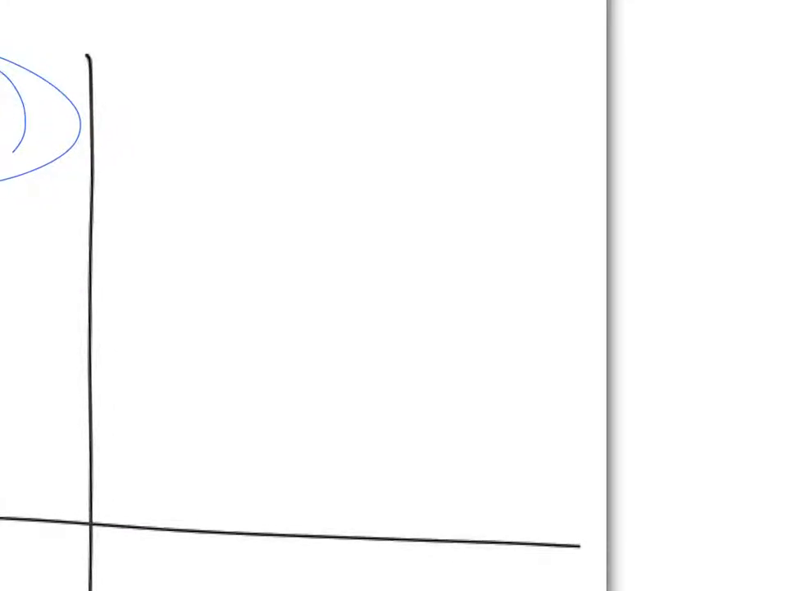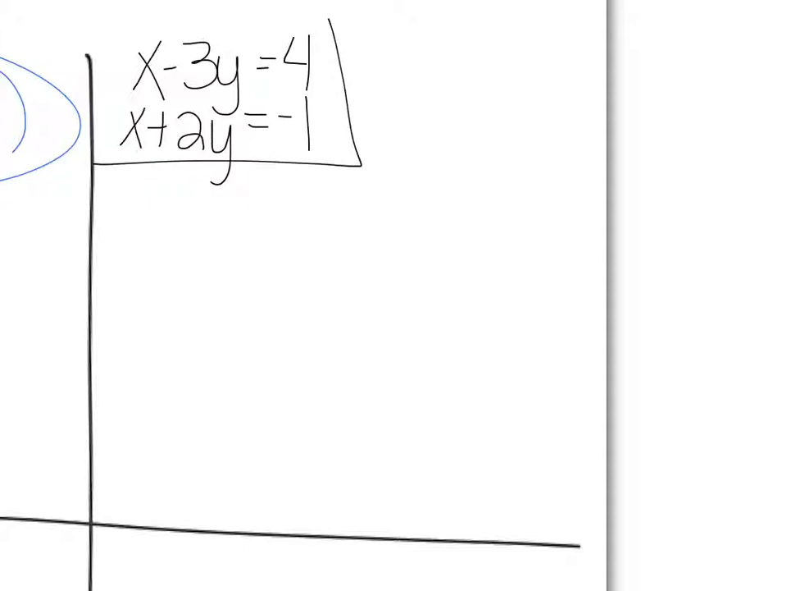Okay, let's do x minus 3y equals 4 and x plus 2y equals negative 1. Okay, this time step 1 wasn't done for me. I need to pick one of my equations and I need to solve for one of my variables. Does not matter which one. Okay, let's stick with the first one. X minus 3y equals 4. What variable do we want to solve for? Probably x. So if we add 3y to both sides, I end up with x equals 4 plus 3y.